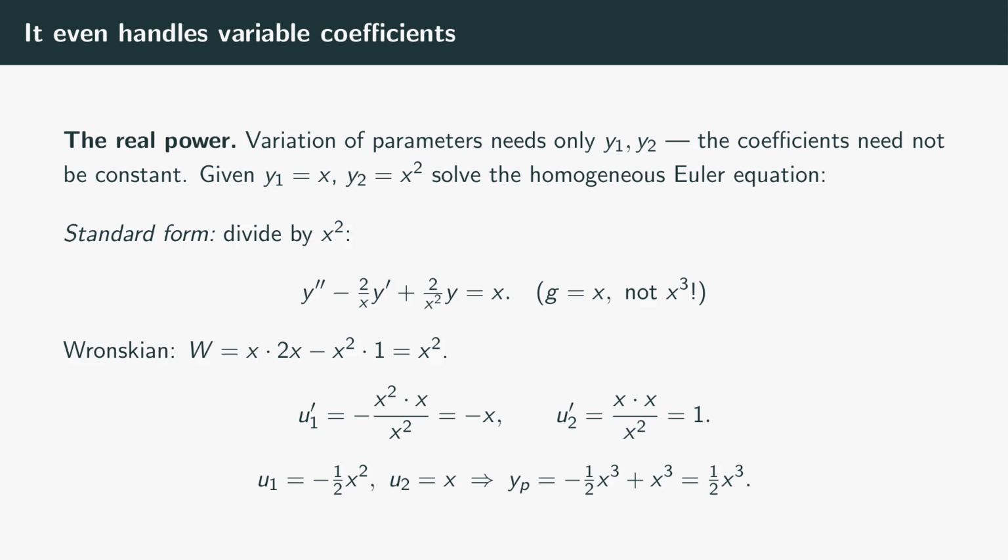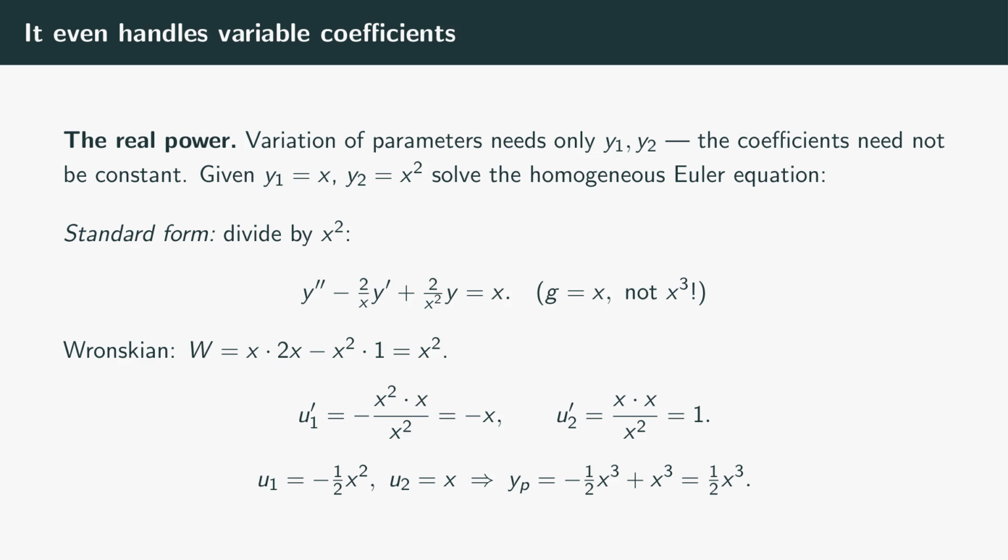Here is where variation of parameters truly outclasses undetermined coefficients. It works even when the coefficients are not constant. Undetermined coefficients is built entirely for constant coefficient equations, but variation of parameters only needs the two homogeneous solutions, however you got them. Take x squared y double prime minus 2xy prime plus 2y equals x cubed, an Euler equation, with homogeneous solutions y1 equals x and y2 equals x squared.